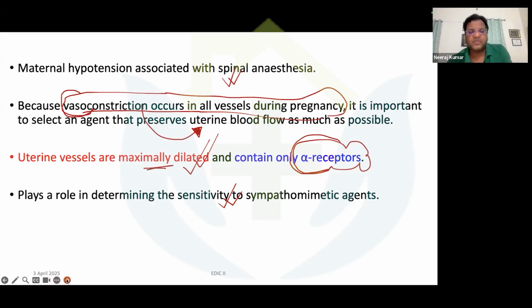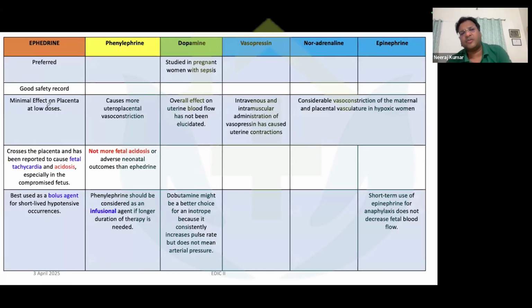Now there are two drugs that usually come to mind, ephedrine and phenylephrine. Amongst these, which is better? Don't look for the other three or four drugs. First, we'll discuss these two, the two important drugs which have been used solely by many anesthesiologists. First, ephedrine is definitely preferred. It has a good safety record as well. It has a minimal effect on the placenta at low doses. So if you are using low-dose ephedrine, it has minimal effect on the placenta.